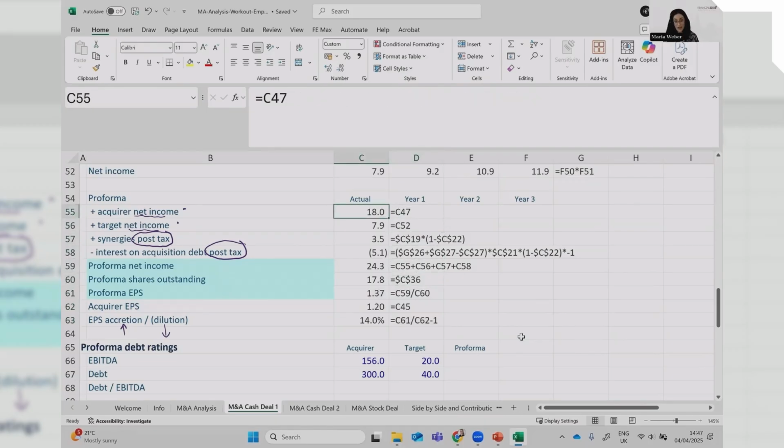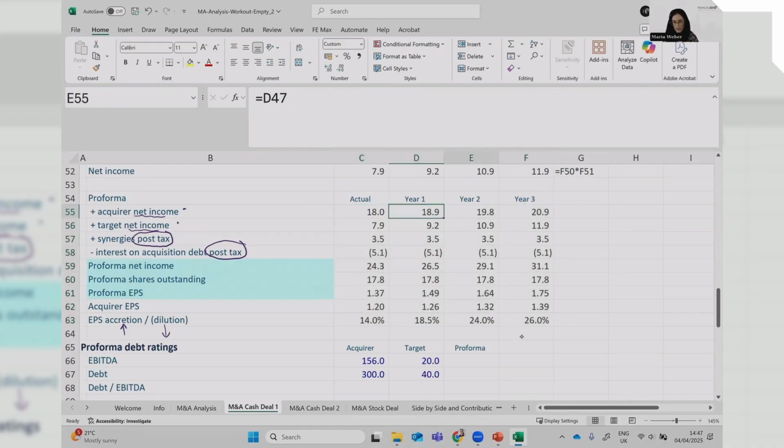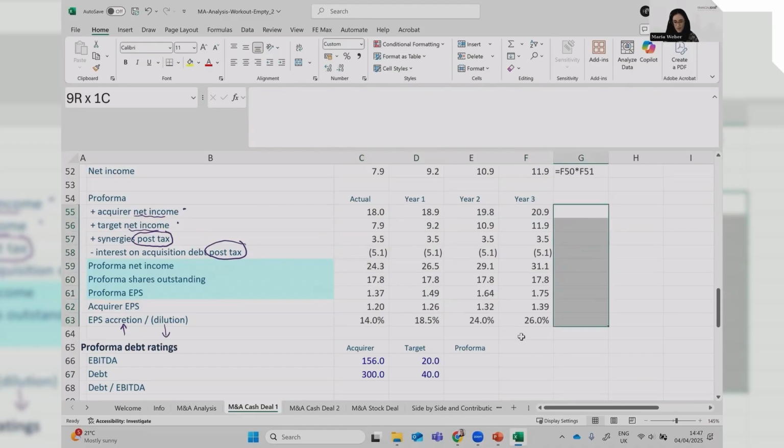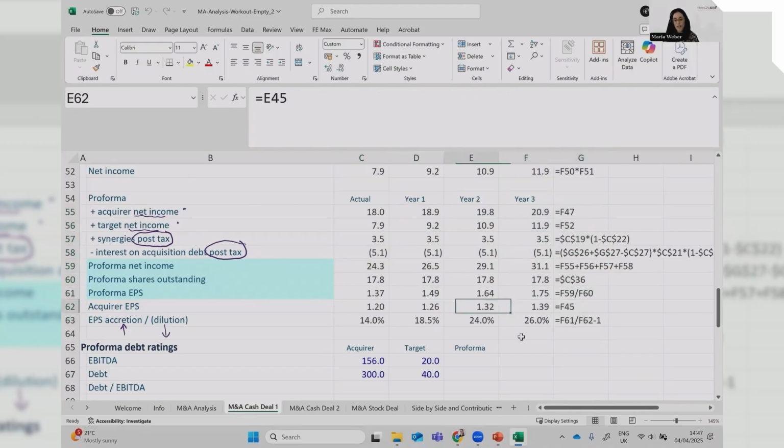Let's select everything. And if we've done all of our locking of cells correctly, if we copy this to the right, you should hopefully be seeing the same numbers as me. Don't worry if you're not. You've got the full answer file. Hopefully I've done everything correctly. And yep, I think that's looking good. If we copy to the right, we can see that we've got 14% and then 18.5%, 24% and 26%.